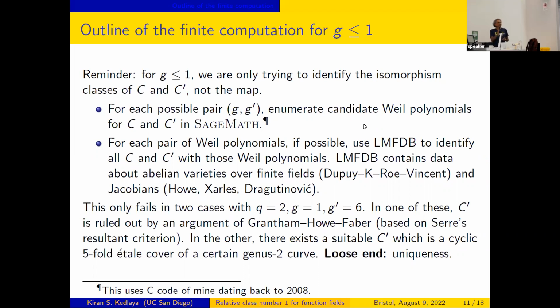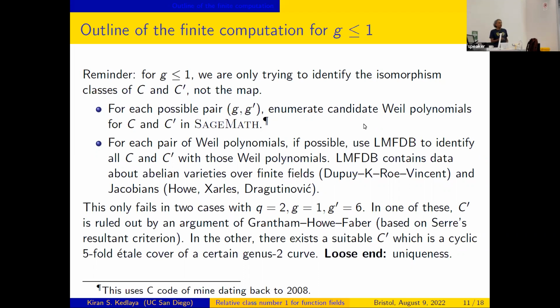Unfortunately, I need 2 cases where G prime equals 6. One of them conveniently was ruled out by a preprint of Grantham, Howe, and Faber. This is Xander Faber, not Karl Faber. That paper hit arXiv less than a week ago, so you can find that argument there.